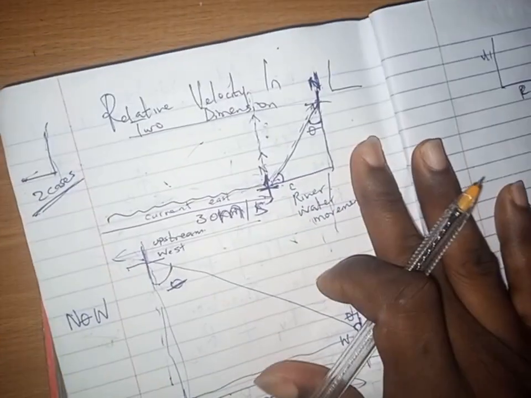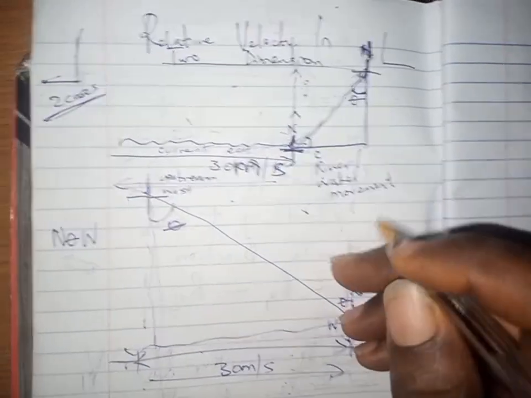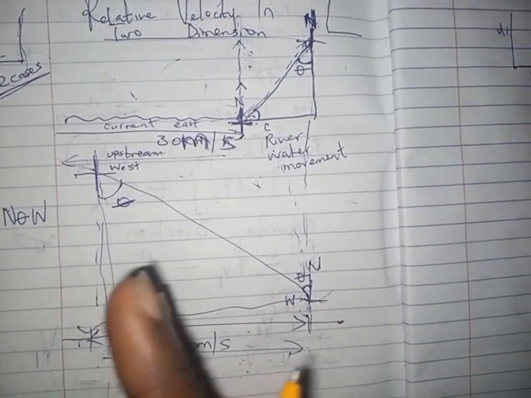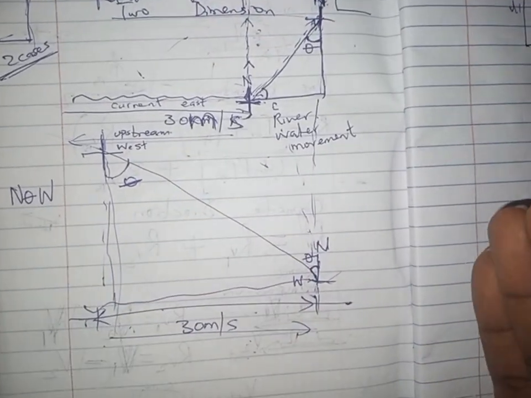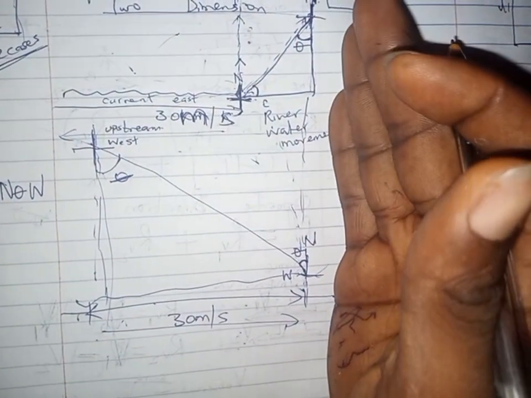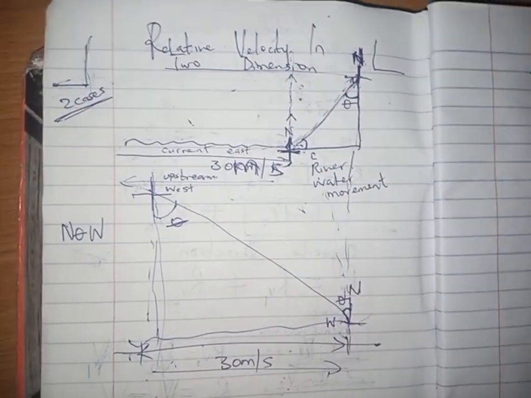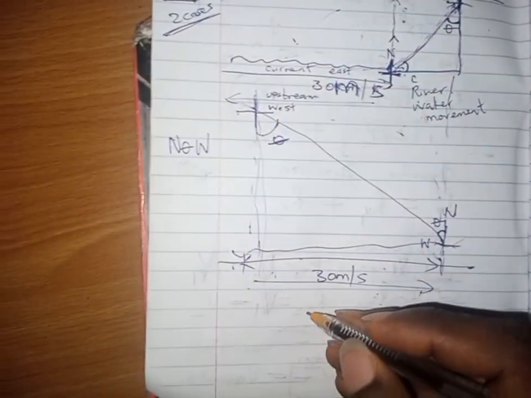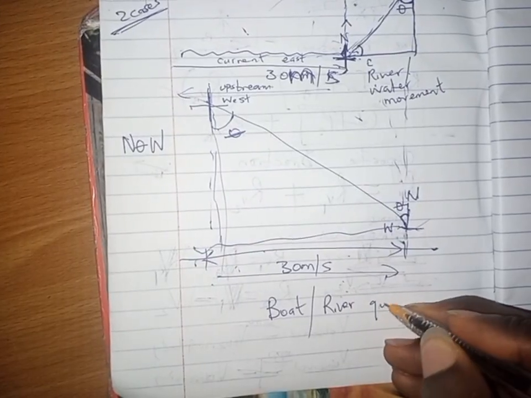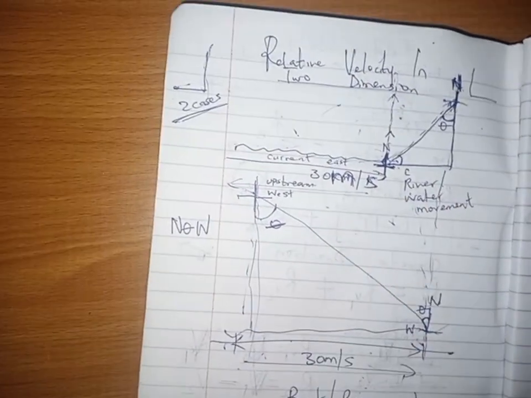But in a question where you have a boat or something, once you see that boat, have it in mind that something like this will happen. You must consider the current movement. How is the current moving? And which direction will he want to put his boat to get to where he's going? You grab now. So once you understand this concept, it becomes easy for you to answer any boat or river question.